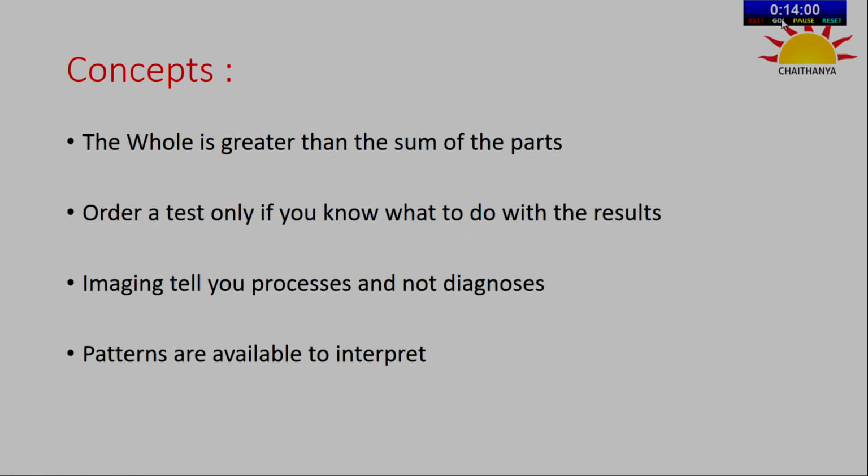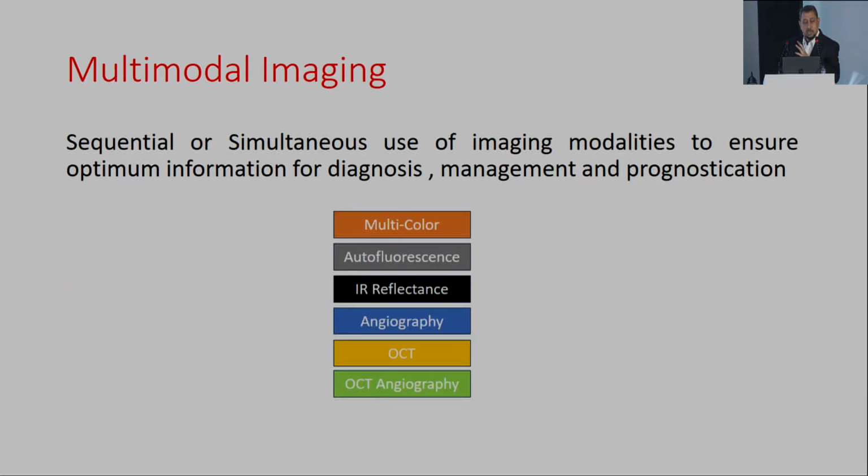So, a couple of things you have to know regarding any imaging modality is that the whole is greater than the sum of the parts. You have to look at everything together. The next thing is to order a test only if you know what to do with the result. The typical example being Brexit. People ask for the Brexit, and once they have the result, they don't know what to do about it. Imaging can tell you only the processes that happen. They don't tell you the diagnoses per se. And there are patterns all over the place to interpret. So multimodal imaging is a group in which you have all these imaging modalities together.